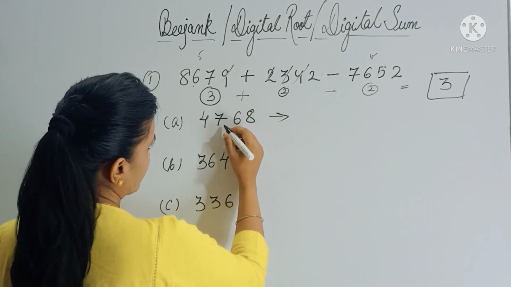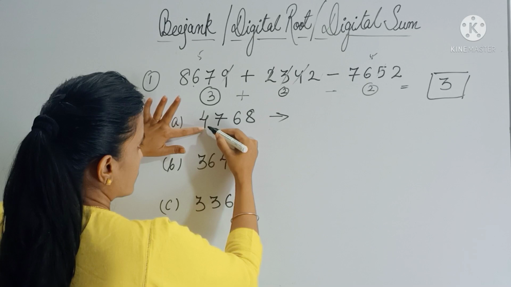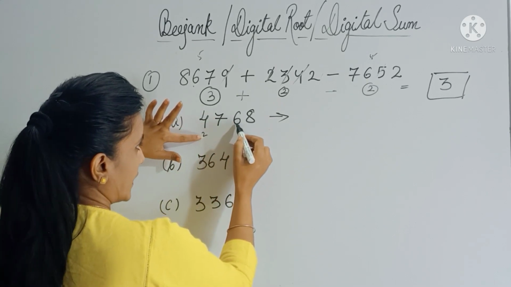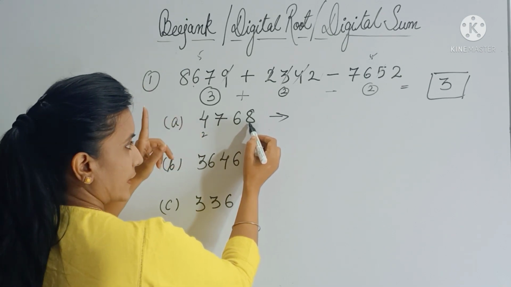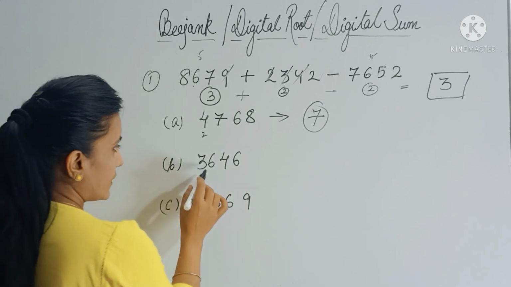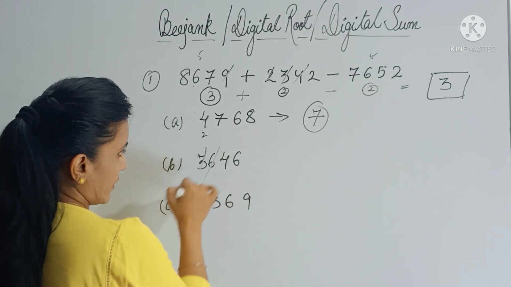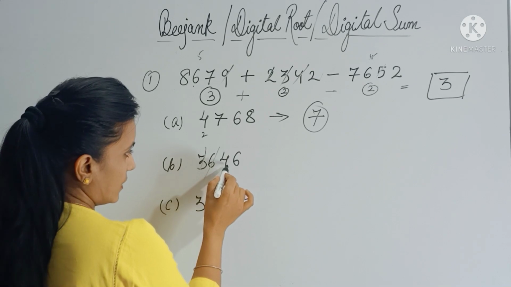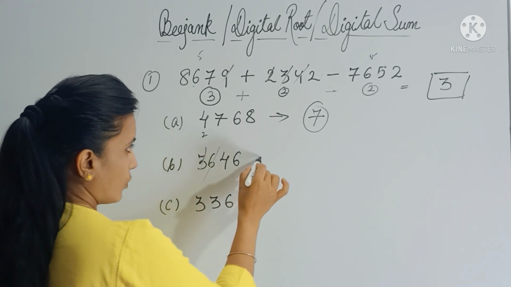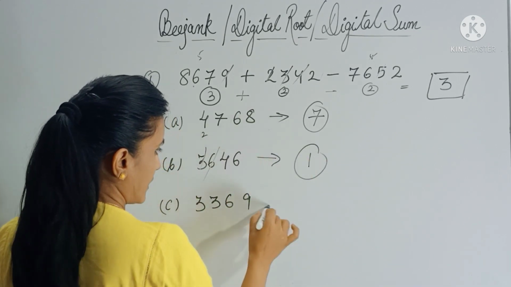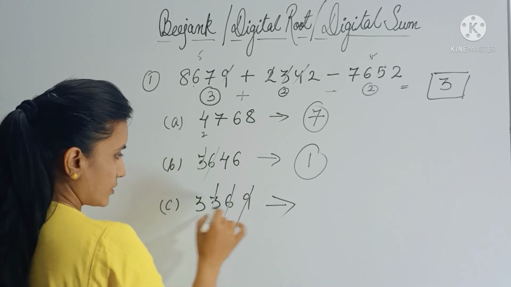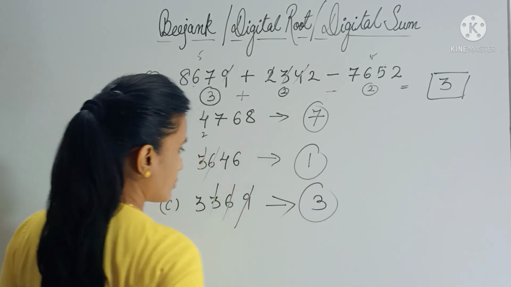So here 7 needs 2 more. So here 2 is left, right? And 2 plus 6 is 8. 8 will take 1 from here, so it becomes 9. So 7 is left. So 7 is the digital root. Now here 6 plus 3 is 9, so strike off. And here 6 can take 3 from here, so it becomes 9. And 9 you can ignore. So 1 is the digital root of this number. And in this case, 9 you can strike off. 6 plus 3 is 9 and 3 is the digital root of this number.